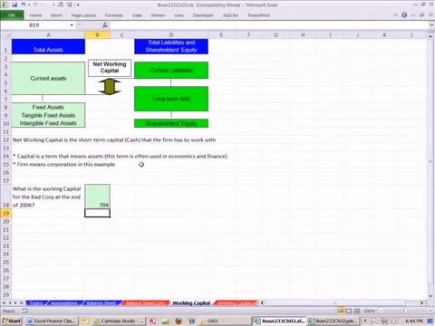Okay, so that's pretty good. Now, net working capital is all over the place. Different businesses and different industries have different numbers that are good or bad, but in general, you want it positive.